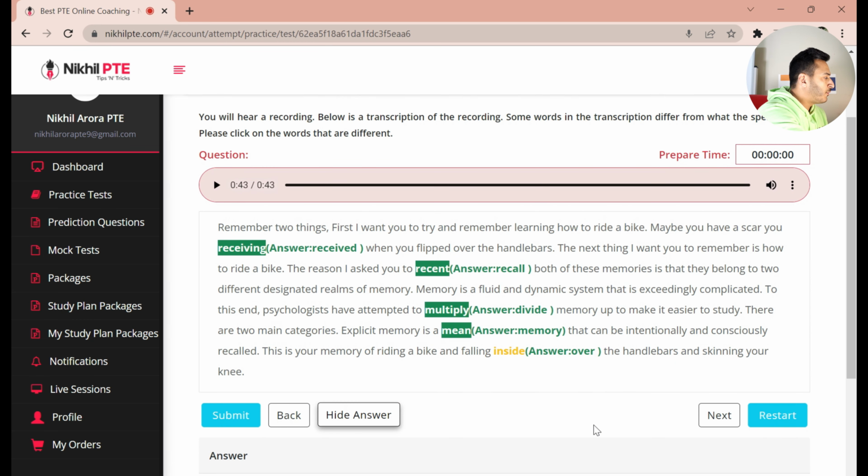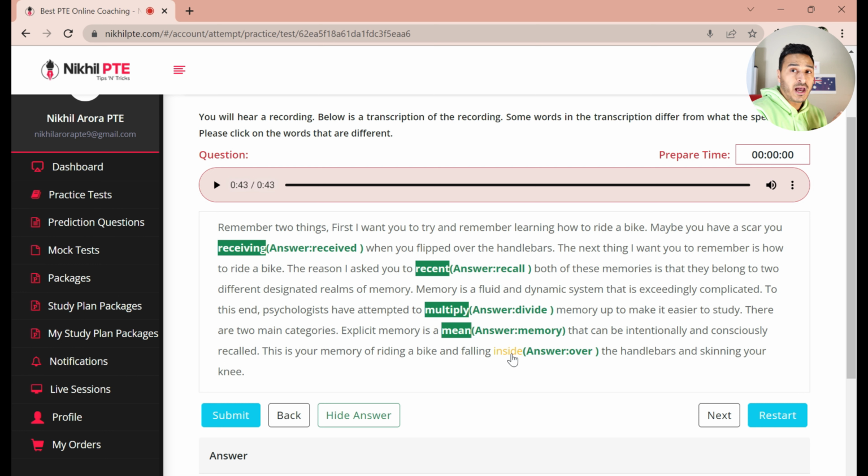See, I found four, but I left one because I missed that word. No problem at all. At least I got four options correct. Getting my point? I was thinking of choosing this one, inside, but I was not sure about inside or not.